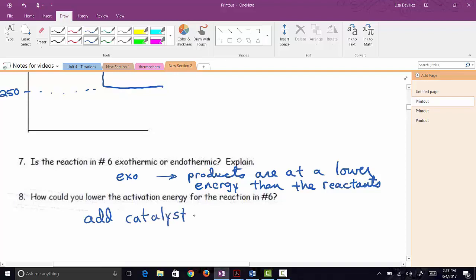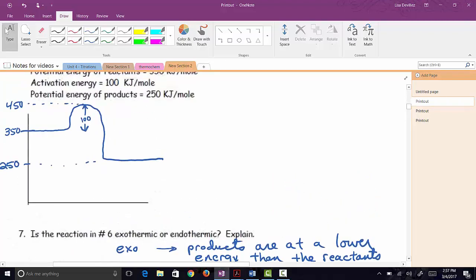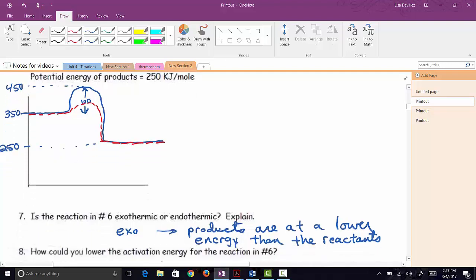Let's do this. Say we're going to use a red line to show if a catalyst is added. Essentially what adding a catalyst will do is it makes the hill smaller. Note that it does not change the value or the energy of the reactants or the products. All it does is affect the size of the hill in the diagram.